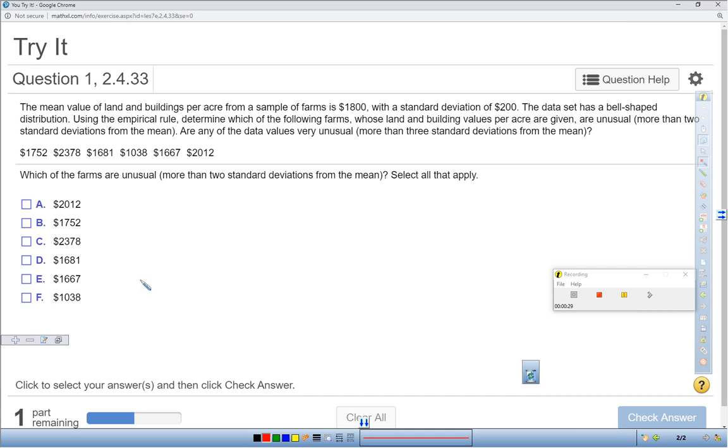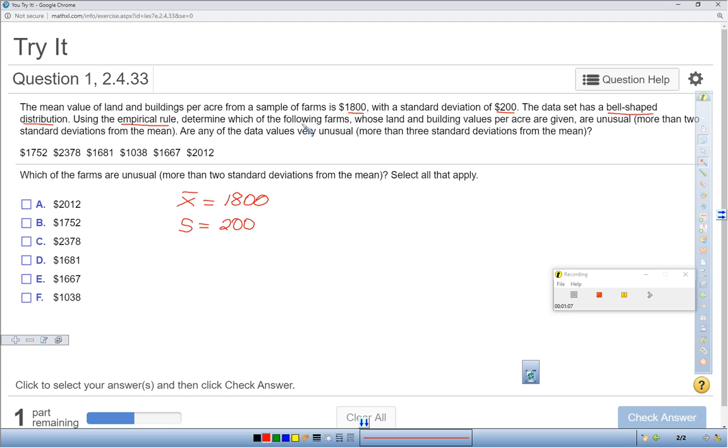So recall that we are going to use X bar to represent the mean of the sample. So the mean in this case is 1800. And the standard deviation is 200. We are going to use S to represent the standard deviation in a sample. The data set has a bell shape, so it has a normal distribution. Use the empirical rule.